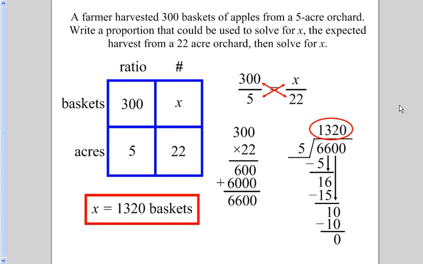x equals 1,320 baskets of apples that can be grown on a 22-acre orchard if we know that you can grow 300 baskets on a 5-acre orchard.